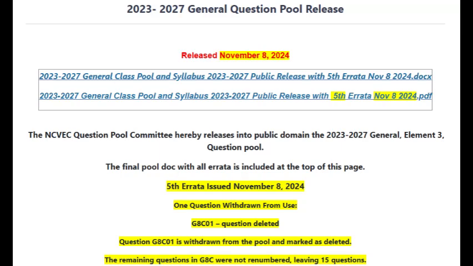G7A09C. Which symbol in figure G7 represents a field effect transistor? A. Symbol 2. B. Symbol 5. C. Symbol 1. D. Symbol 4.